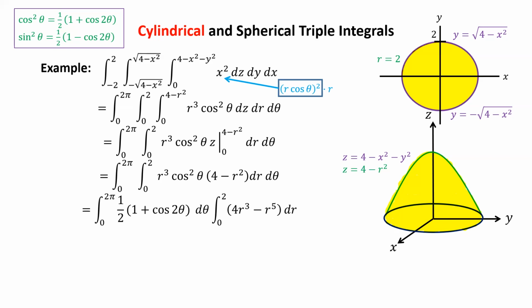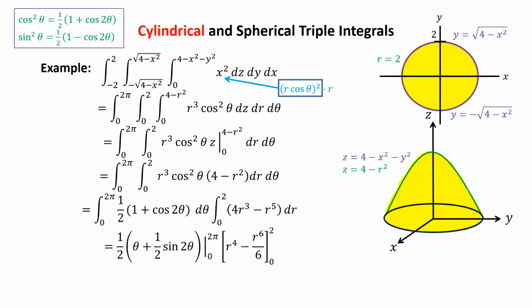I can do that because all of the limits are constant, and the integrand is a function of r times a function of theta. Notice that I replaced cosine squared theta by 1/2 times (1 plus cosine 2 theta) using the power reducing formula. And for the dr integral, I just distributed r cubed to the 4 and to the negative r squared to get 4r cubed minus r to the fifth.